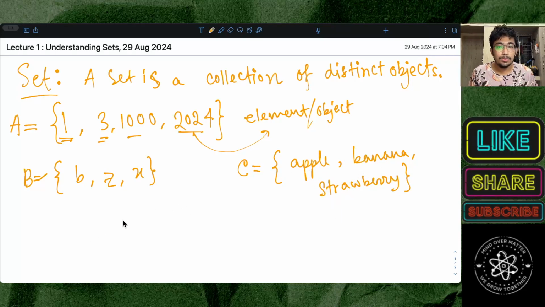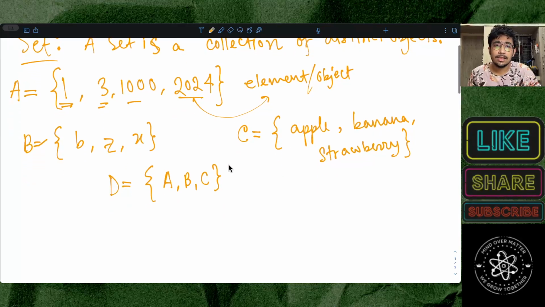You also have to remember that a set can contain another set. So there can be a set D whose elements are set A, set B and set C. There's nothing to worry about as long as the elements are well defined. As long as the elements are well defined, you can form a set out of them.